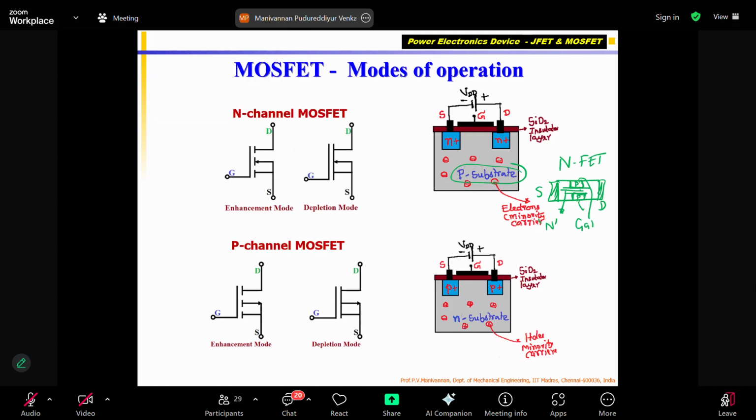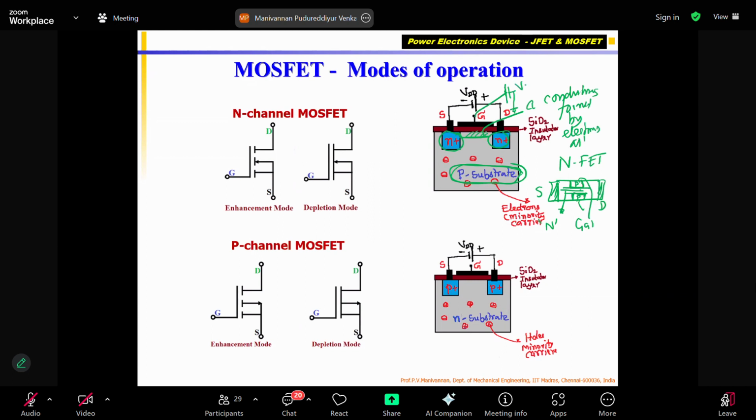But in the case of a MOSFET, we take a P substrate, dope N plus regions, and supply voltage. So a layer is formed between these two: a conducting layer. A conducting layer formed by electrons attracted by the gate voltage when you apply a positive voltage.